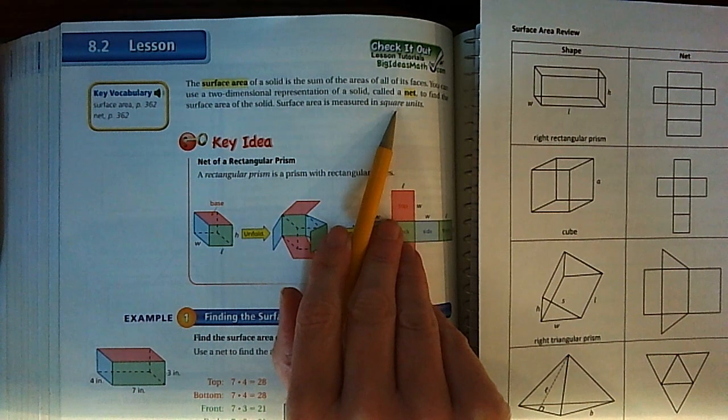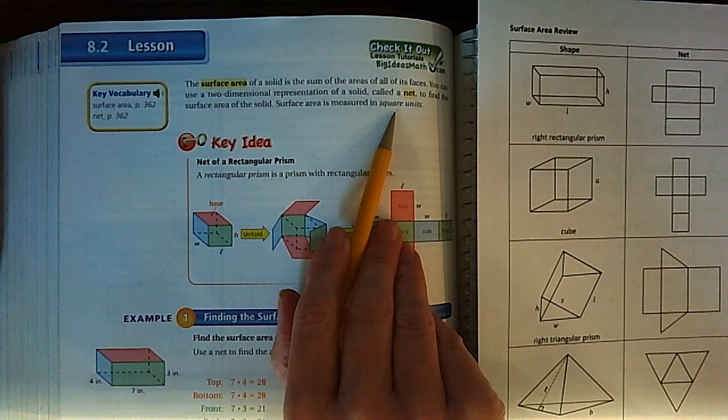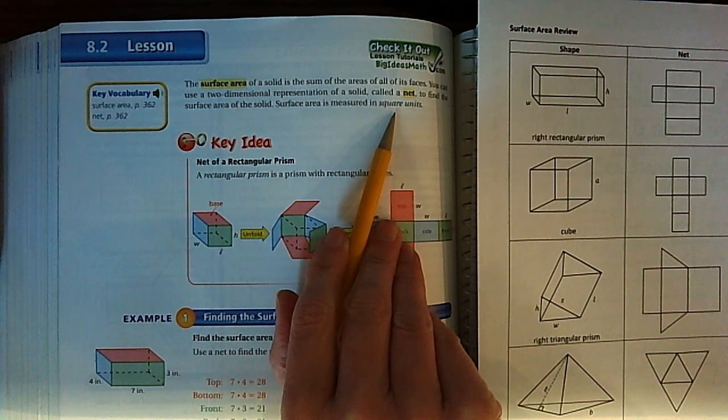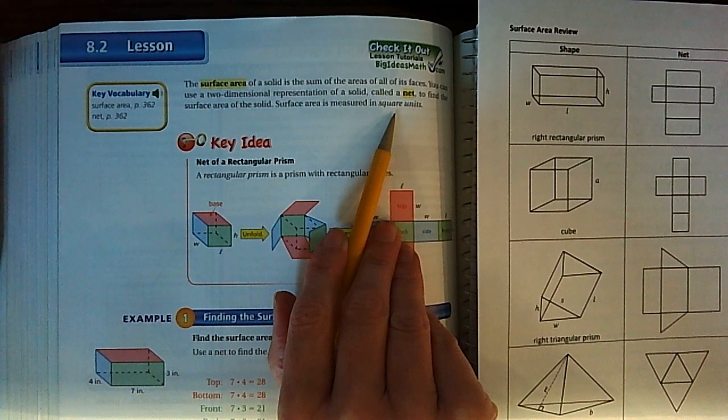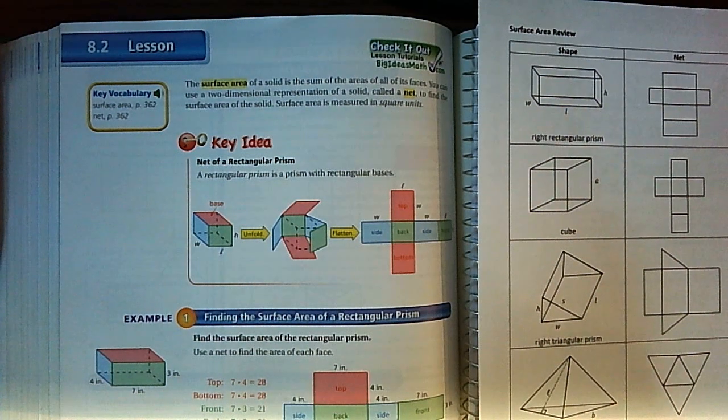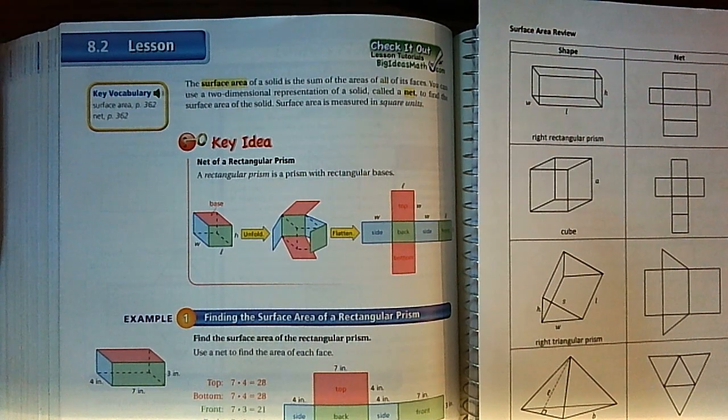Now we've already learned about area back in chapter 4, but now we're going to find the surface area of a 3D figure. So you already know the formulas for rectangles, squares, and triangles, and those are the basic three shapes that we're going to be using with surface area.